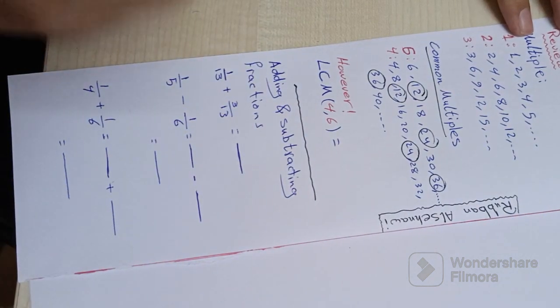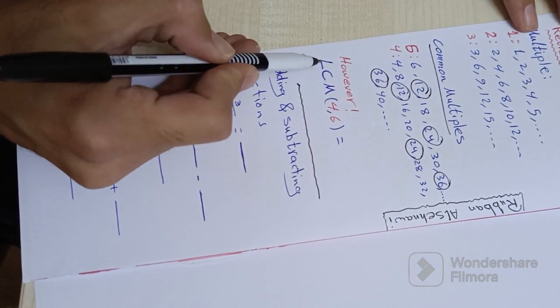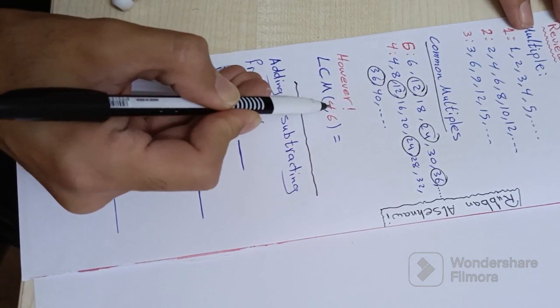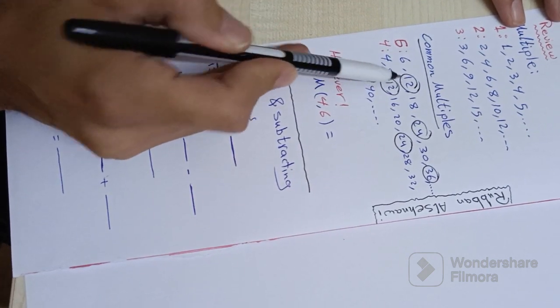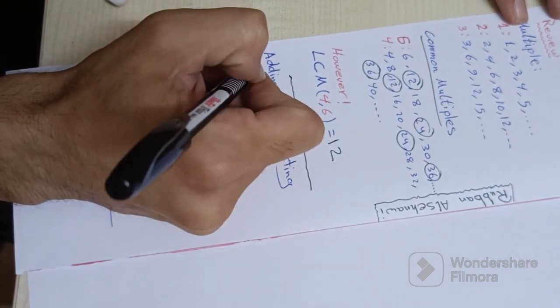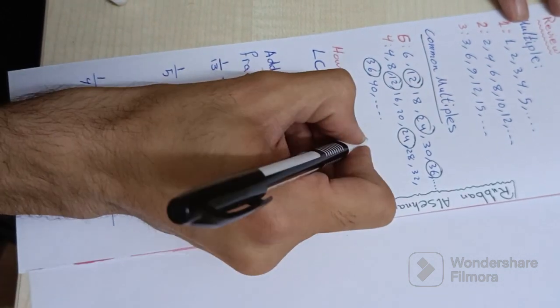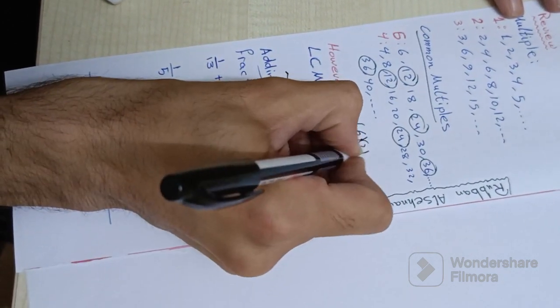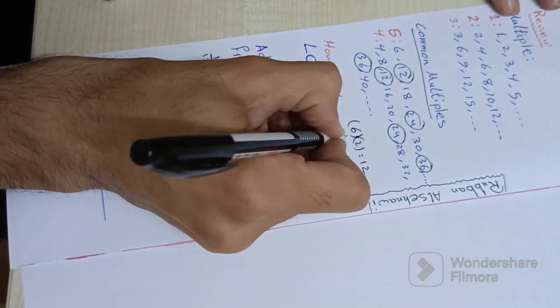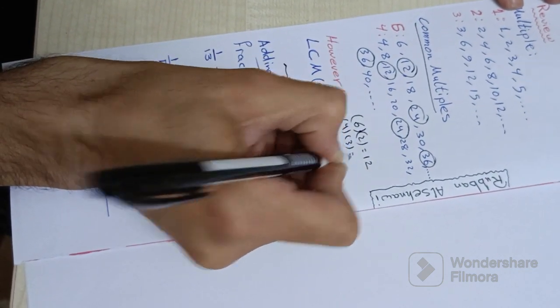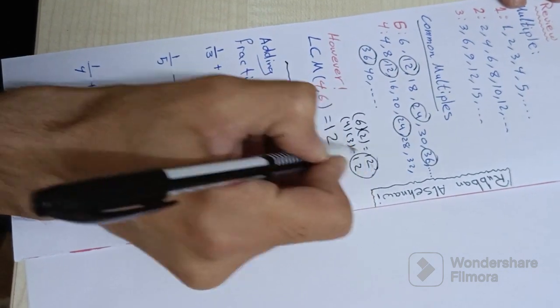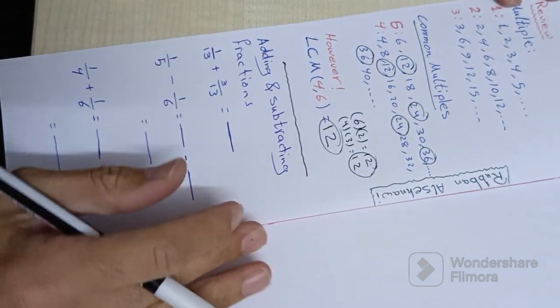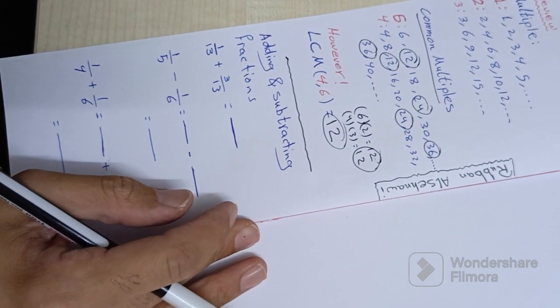However, we need the lowest common multiple of 4 and 6, which of course is 12. So you know that 6 times 2 is 12, and 4 times 3 equals 12. So the lowest or the least common multiple is 12.